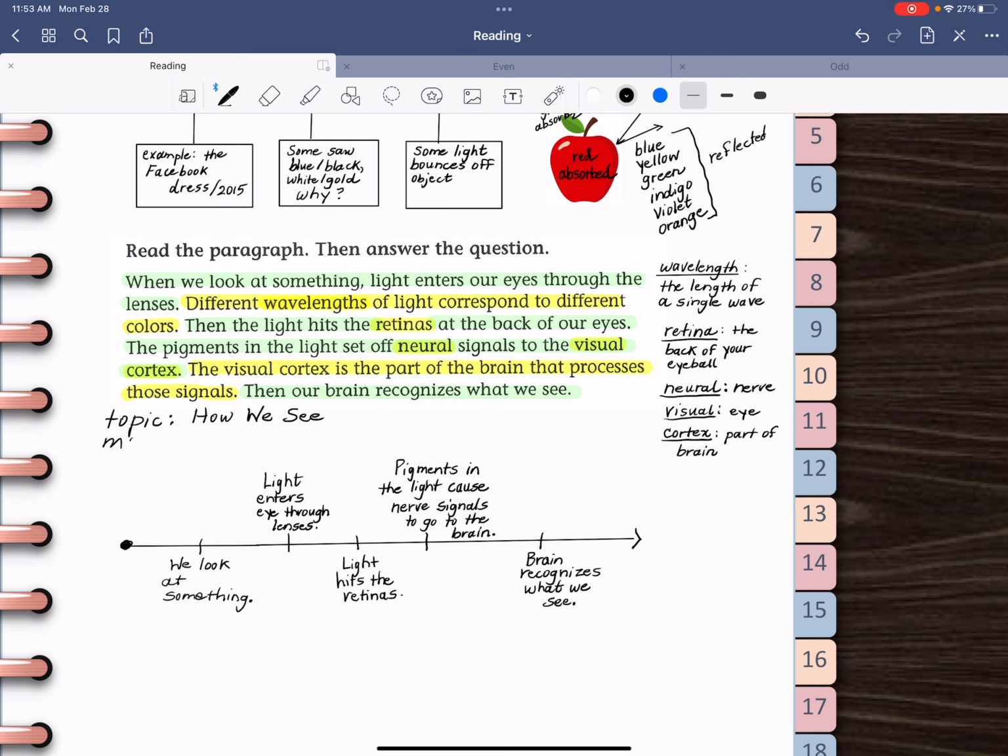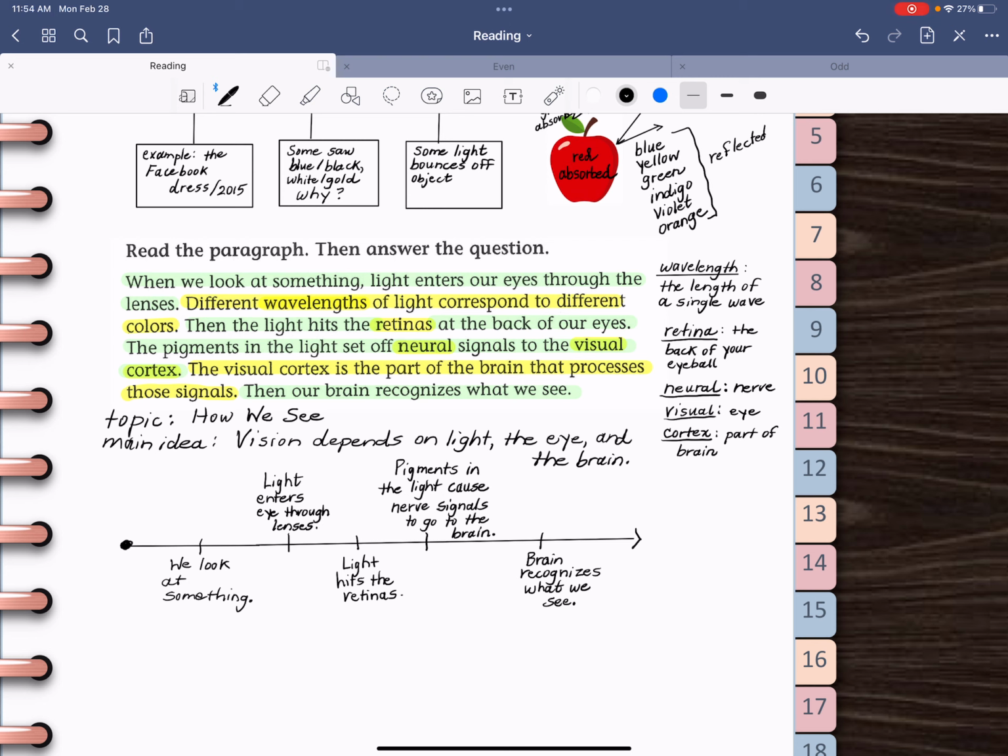The main idea, or a main idea that I could come up with here. Vision depends on light, the eye, and what else? The brain. Remember, that main idea should include everything that we're talking about.